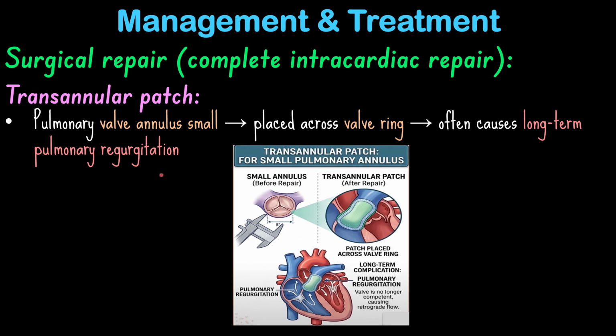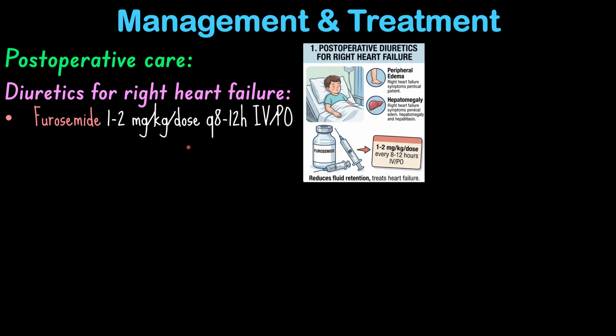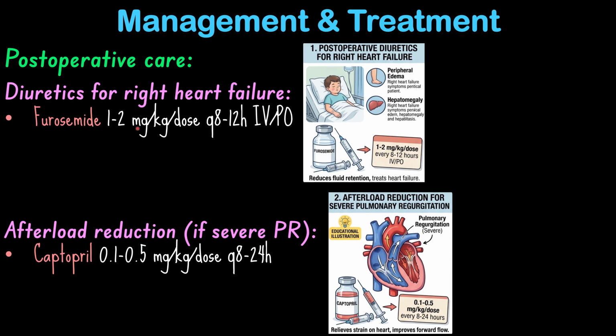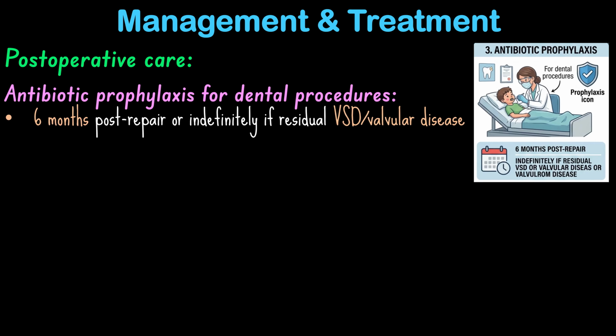After surgery, patients may need diuretics such as furosemide at 1 to 2 milligrams per kilogram per dose every 8 to 12 hours intravenously or orally for right heart failure. Afterload reduction with captopril at 0.1 to 0.5 milligrams per kilogram per dose every 8 to 24 hours may be used if pulmonary regurgitation is severe.